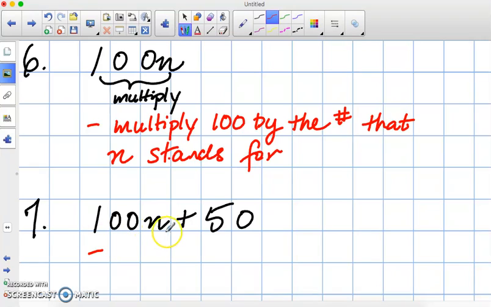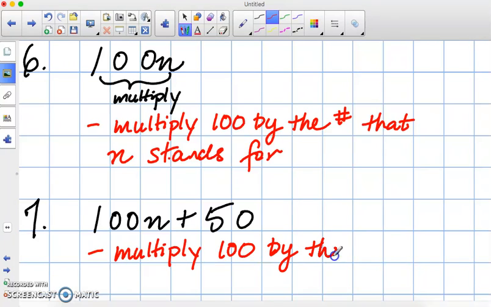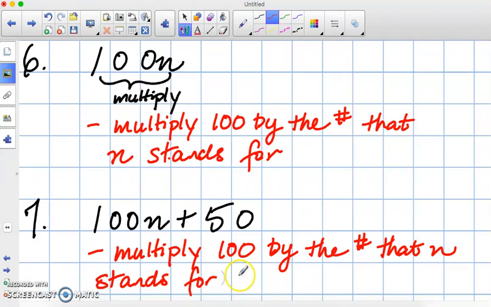We know that 100n, we can actually take it from example number 6, means multiply 100 by the number that n stands for, and because we have to account for the second operation, and add 50.